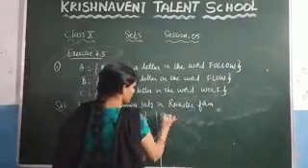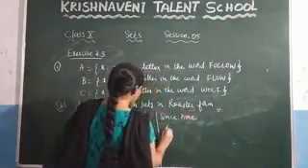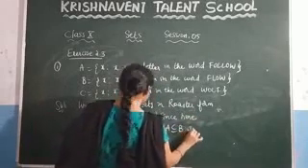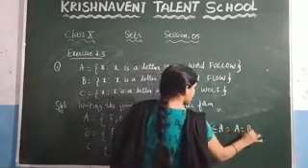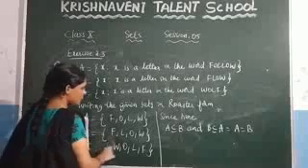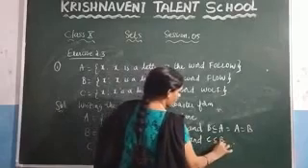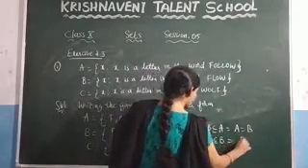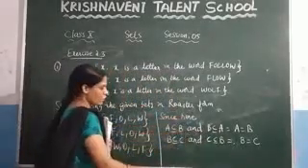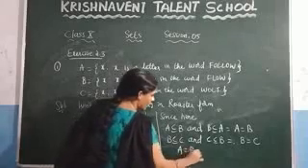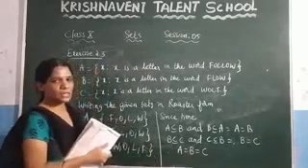Write it here, since A is a subset of B and B is a subset of A, what we can say here is A is equal to B. Similarly here, since B is a subset of C and C is a subset of B, we can say B is equal to C. Similarly, since A is equal to B and B is equal to C, you can say A is equal to B is equal to C. So, what are the equal sets? A, B, C are the equal sets.